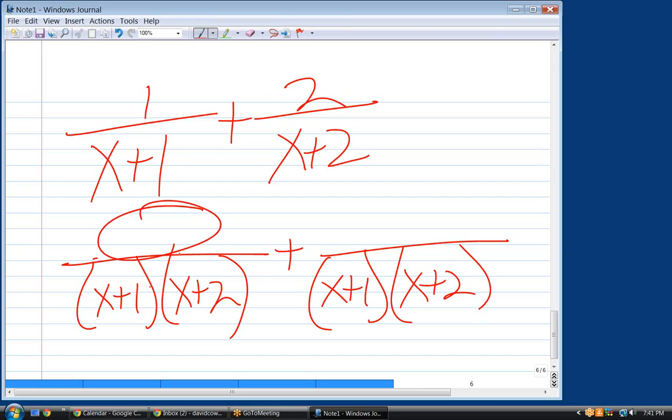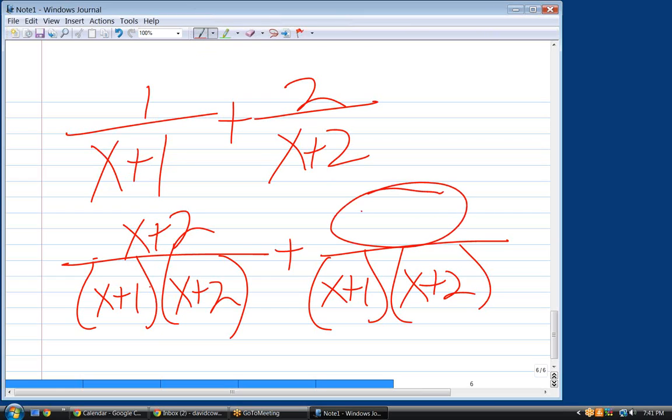What goes here? 1? No, I'm going to divide x plus 1 into my common denominator. I get x plus 2. In other words, when you're adding fractions, you always have to make sure this fraction is the same as this fraction. You can't change them. Here I could cross out that x plus 2 with this x plus 2, and I'd end up with 1 over x plus 1, right? So this is indeed the same as this.